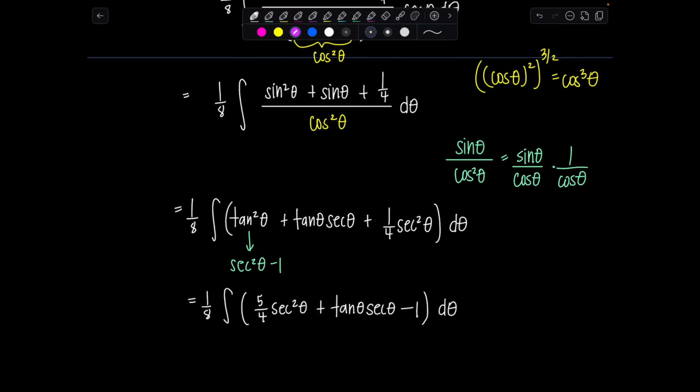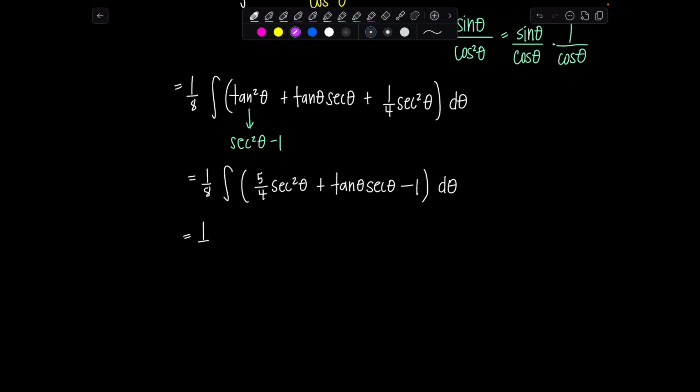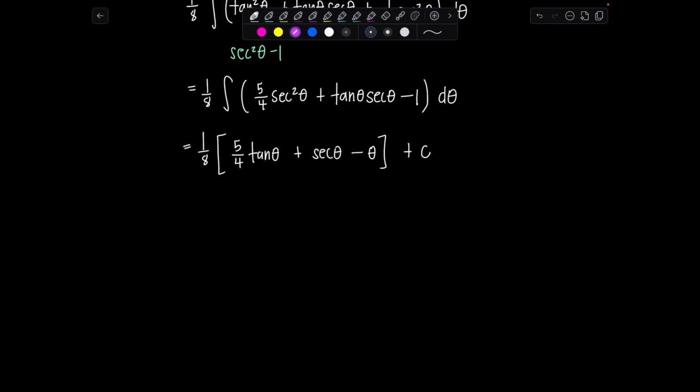Okay, we're ready to bring this integral on home. Here we go. So this is going to be 1/8. Integral of 5/4 secant squared theta is 5/4 tangent theta plus integral tan theta secant theta is secant theta minus theta, and then don't forget to put plus c. Okay, we're not done. Remember, our original integral was in terms of x, so we have to return to that variable. So it's triangle time.